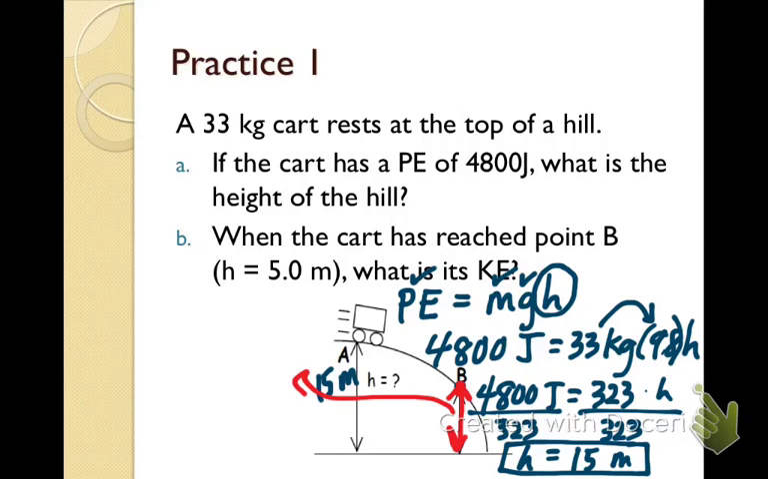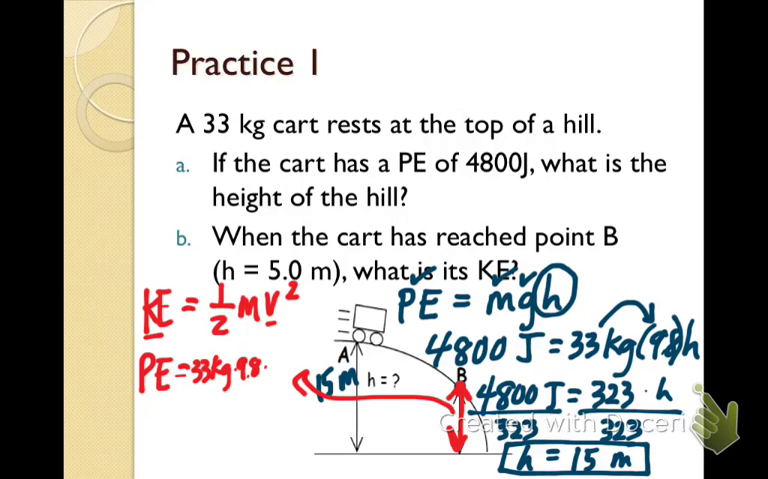So if we come over here, we're going to look at finding the kinetic energy, and we know that that's 1/2 times mv squared. Okay, well we don't know the kinetic energy and we don't know the velocity, so we have to figure out where we can go from here. So hopefully you're going to figure out that we can solve for the potential energy at this location because we do know the mass. Okay, the mass is 33 kilograms. We know gravity, 9.8, and we now know the height, 5 meters. So we're going to find the potential energy at this location.